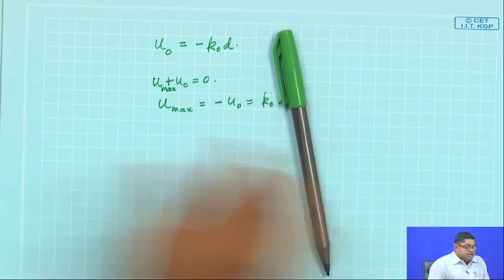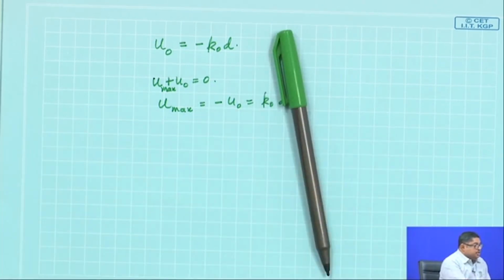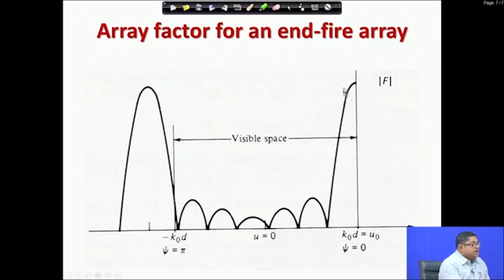That means, look at the diagram. So, now the main lobe is at u equal to k naught d. That means, just at the end of the visible spectrum. You see, half of the lobe is in the invisible spectrum. So, this is the Endfire array.